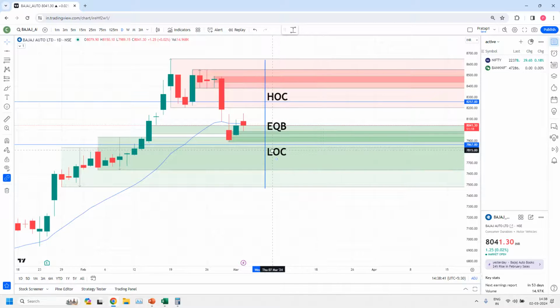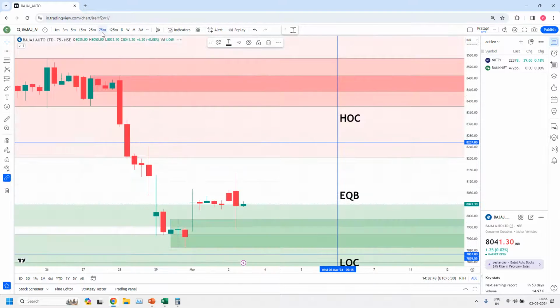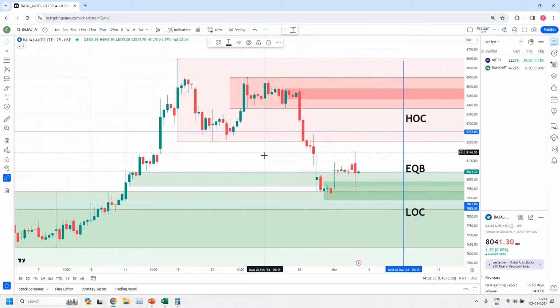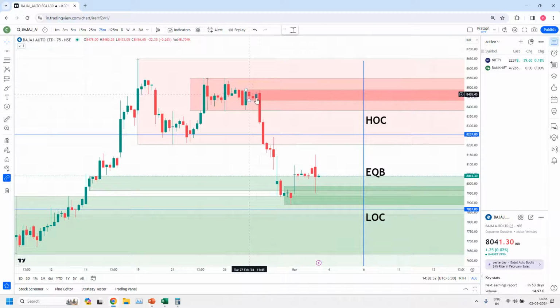Copy near to the current price. Otherwise, when you move to the lower time frame, it won't be visible. Okay, go to the 75 minutes time frame. See here. Where is your supply zone? Your supply zone is on the high on the curve.